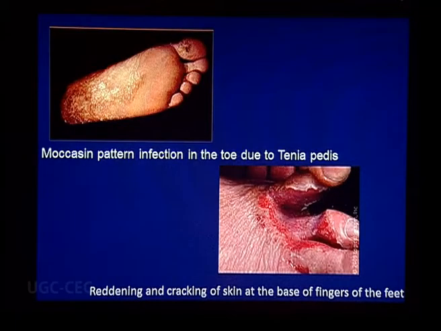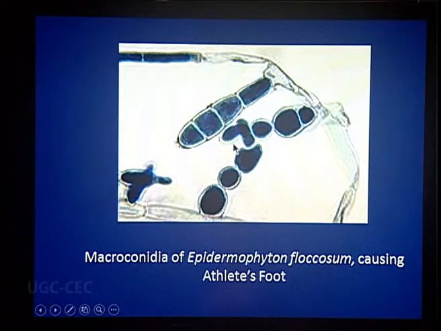Sometimes it may spread along the entire foot, the sole, and this type of infection is often called the moccasin pattern of infection. Sir, I have a question. What is this moccasin pattern? Yeah, moccasin is a type of shoe, and because the infection is in close proximity with the toe, it appears like a shoe, because multiple flakes of the disease will develop along the sole. Got it? Good. Now this particular disease is caused by Epidermophyton floccosum, the macroconidia, and it is a common problem in athletes, so it is also called athlete's foot.